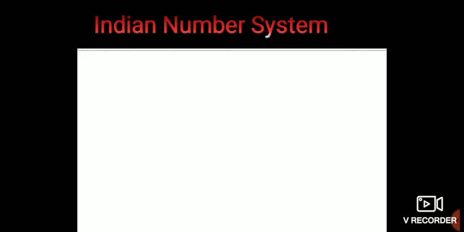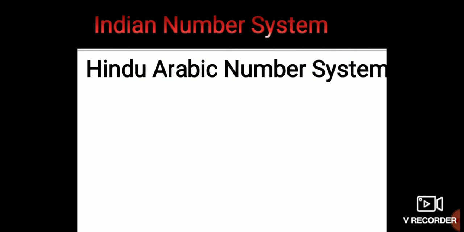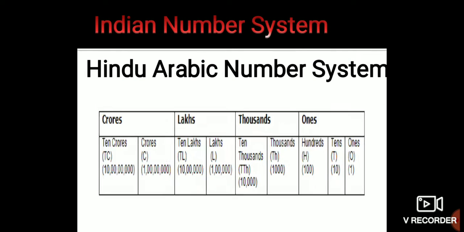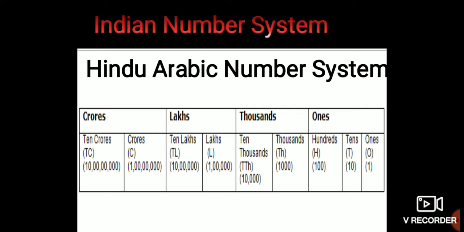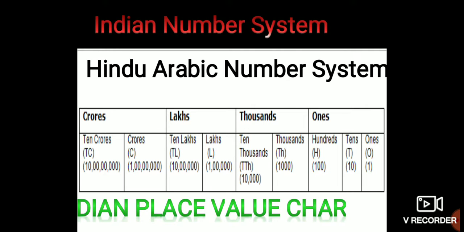There are two number systems. One is the Indian number system, another one is international. Let's read about the Indian number system. It is also known as the Hindu-Arabic number system. This is the place value chart that we use in the Indian number system.